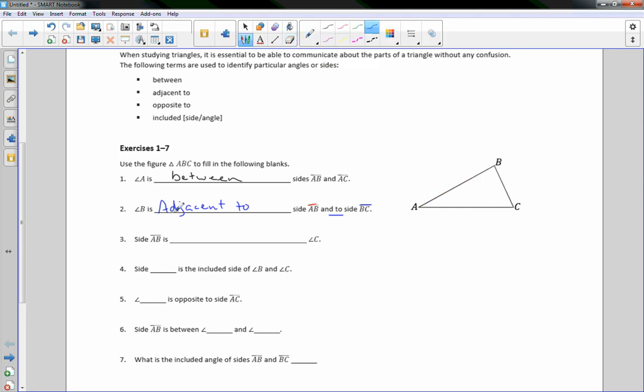Okay, the next one says side AB is blank. So side AB is right here, and angle C is right here. So they're not adjacent. BC is adjacent to C. AC is adjacent to C. And C is between AC and BC. If we go looking straight across like this, that is opposite.